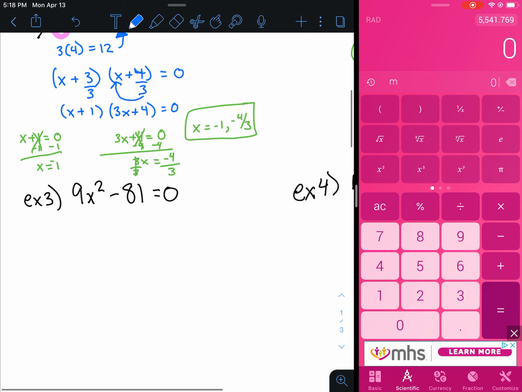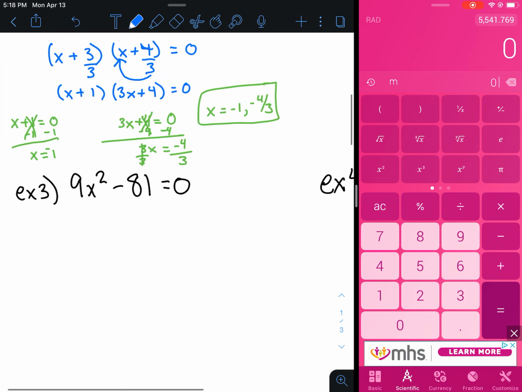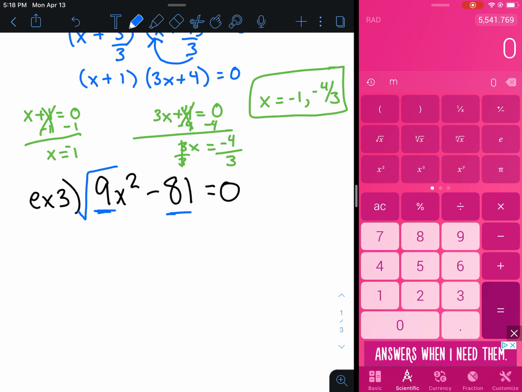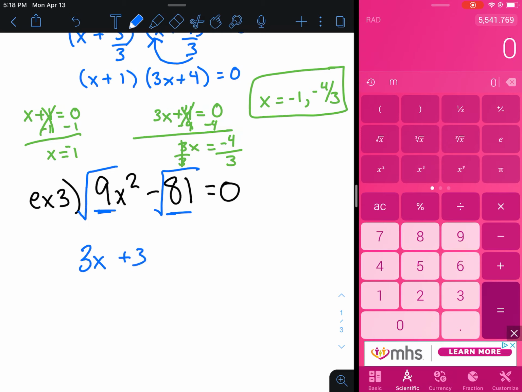All right, so here with example number 3, this one's a little bit easier. This is called our difference of perfect squares. We notice 9x squared is a perfect square, and so is 81. So if we take the square root of both of these, this would be 3x plus 9, and then 3x minus 9. Remember I said this is the difference of perfect squares. So if you look right here, it is a subtraction sign. So plus and minus would end up canceling out our middle term.